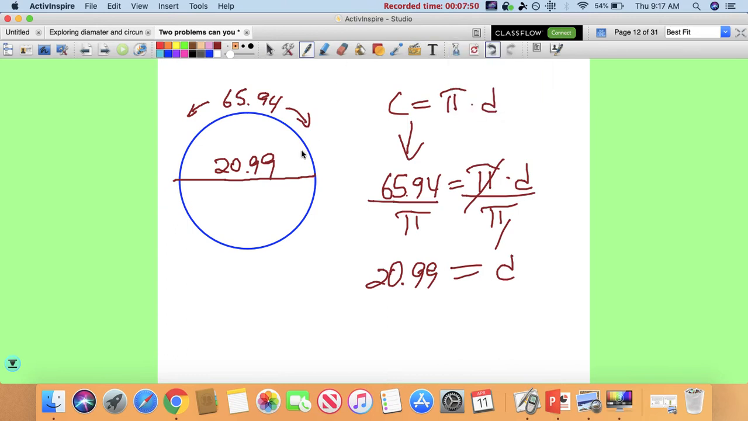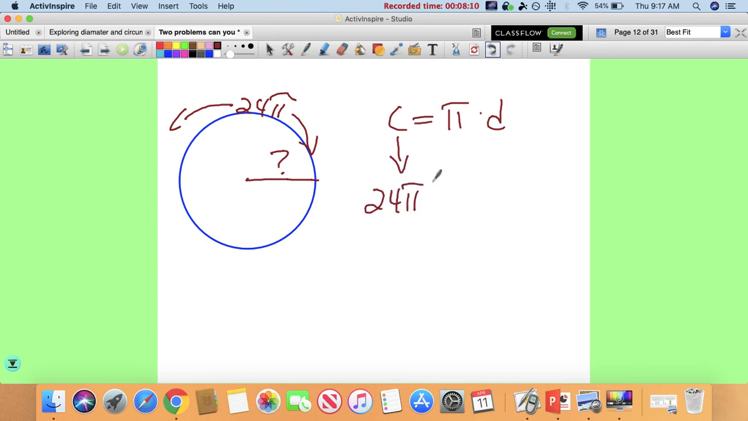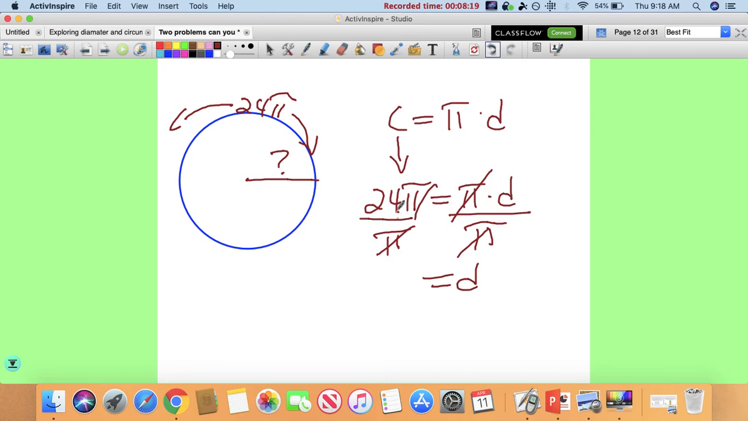And the last one on the first page, we're looking for the radius. Again, the circumference here is 24 pi. C equals pi d. Pretty easy when it's in terms of pi, right? Because if you divide both sides by pi, all the pi's cross out. So d equals 24. But we're not looking for the diameter, we're looking for the radius, and the radius is 24 divided by 2, so the radius is 12. So this is 12, and the diameter is 24.